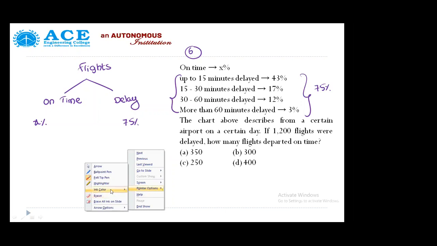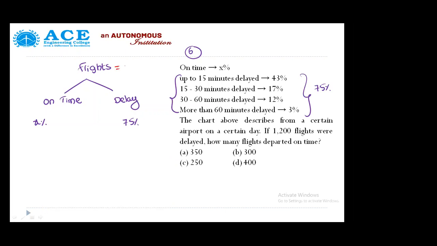Total number of flights we can consider as 100. Delay is 75%, and on time may be considered as 25%. Now as per the question, 1200 flights delayed. So delayed is related to 75%, that's nothing but equal to 1200. Now on time is how much?